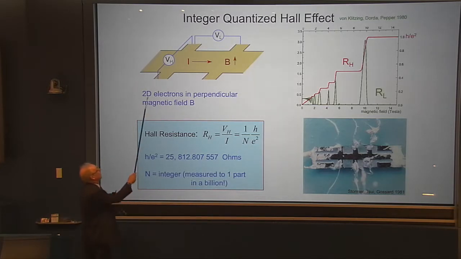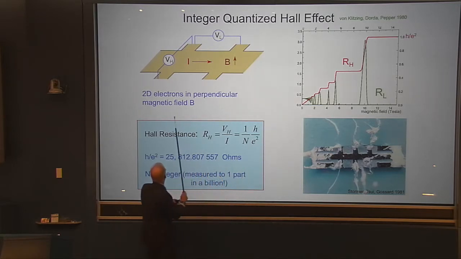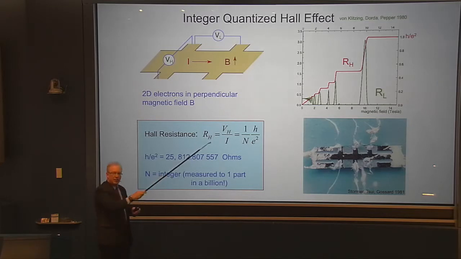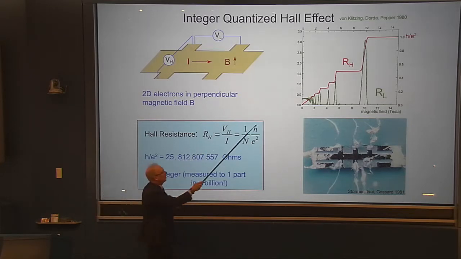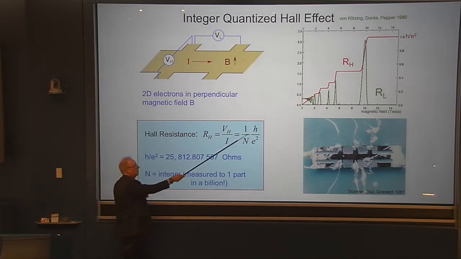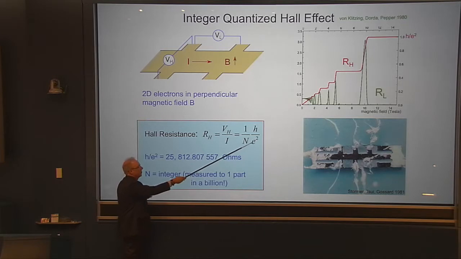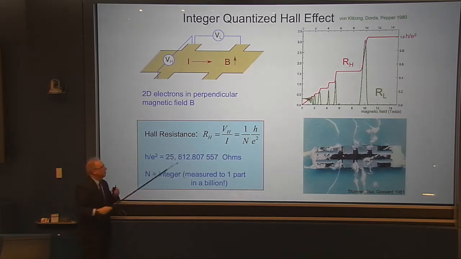By measuring, he passed an electric current down this wire and measured the voltage perpendicular, and put it in a magnetic field. And as a function of the magnetic field, what he observed is that the Hall resistance basically undergoes these step-like behaviors. Upon looking closer at these steps, it was realized that the value of the resistance in these steps is incredibly accurately quantized in units of this fundamental constant. This is Planck's constant and the electric charge.